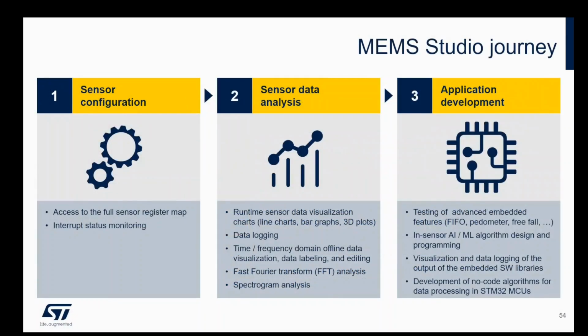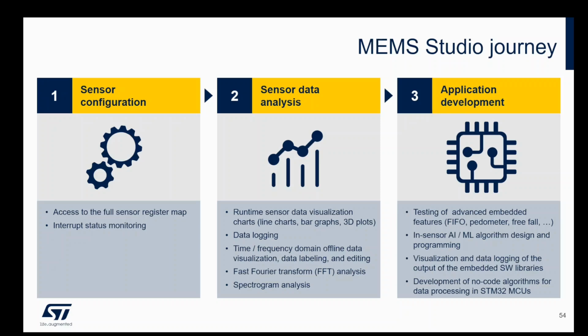So the whole story starts with sensor configuration. So the very first thing that you would do is sensor configuration. So MEMS Studio will give you access to the full register map. So you can look at the data sheet, figure out how to configure the sensor for its desired sample rate, for its desired dynamic range, for the power mode. You can be in low power mode, normal mode, high performance mode, any of those power modes. All of that can be accessible through the register map. You can configure your interrupts.